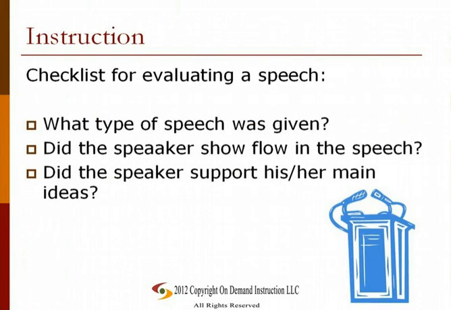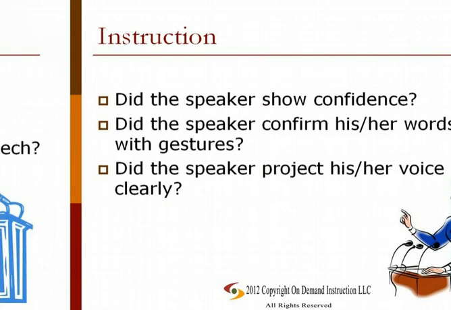This is a checklist to follow when evaluating another person's speech. We first focus on what was said by the speaker in the speech by answering these questions. What type of speech was given? Did the speaker show flow in the speech? Did the speaker support his or her main ideas?